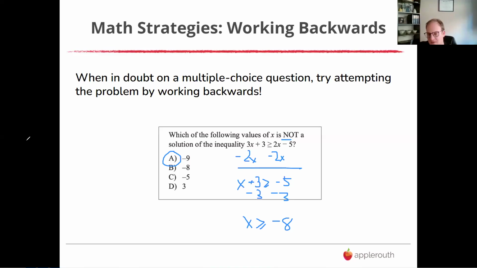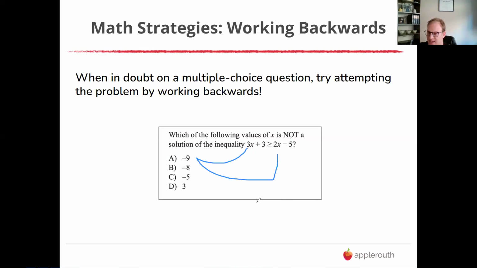The other way you could look at this, or one other way, is if you plugged in A, you can tell it won't work, right? If you plug in -9 right there and there, you get -27 plus 3. But over here, you get -23. And if you think about that, this is not true, right? -24 is not bigger than -23. Whereas if you plugged in choice D, you would see that it works. So it's not our answer.